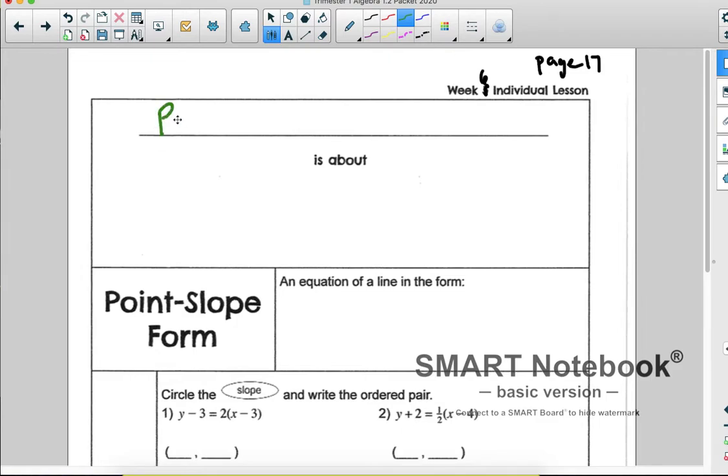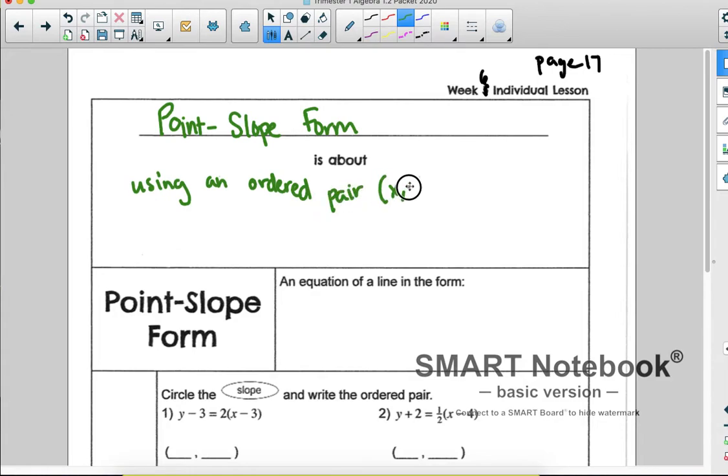So today we are going to do something called point slope form, which is about using an ordered pair, which looks like x, y, and the slope to represent an equation, or to represent a line.